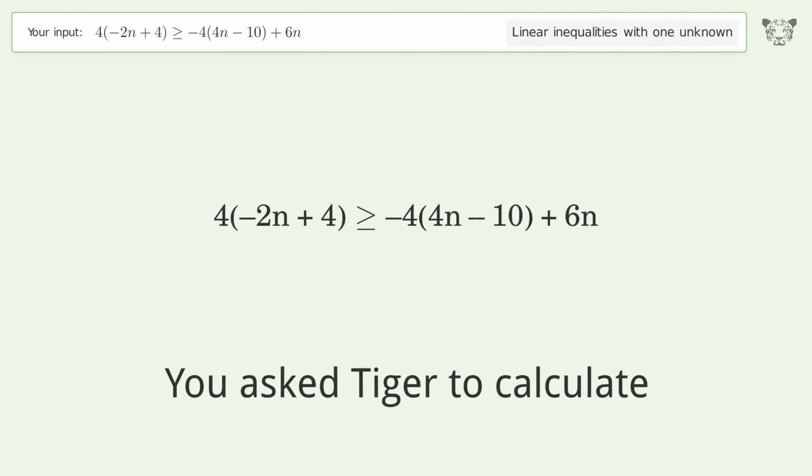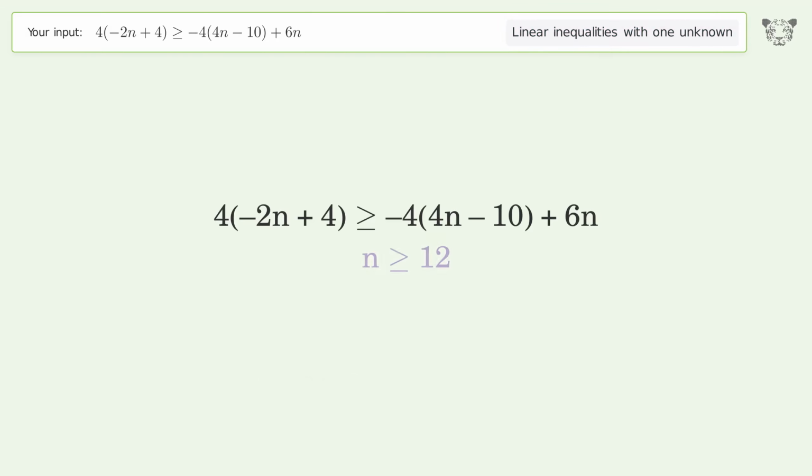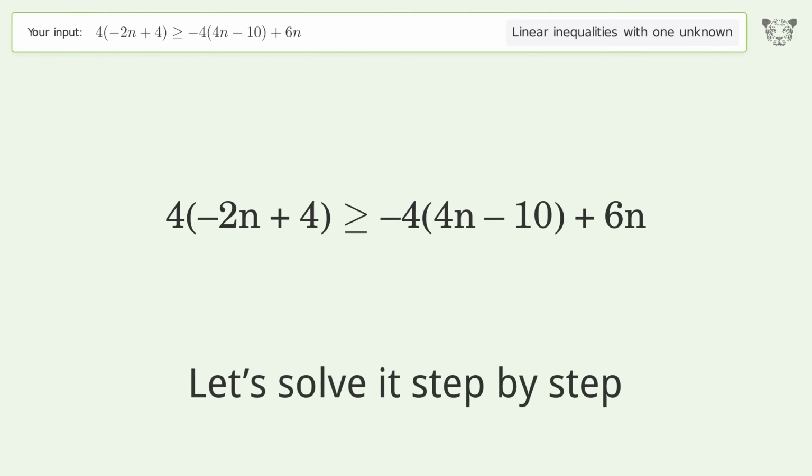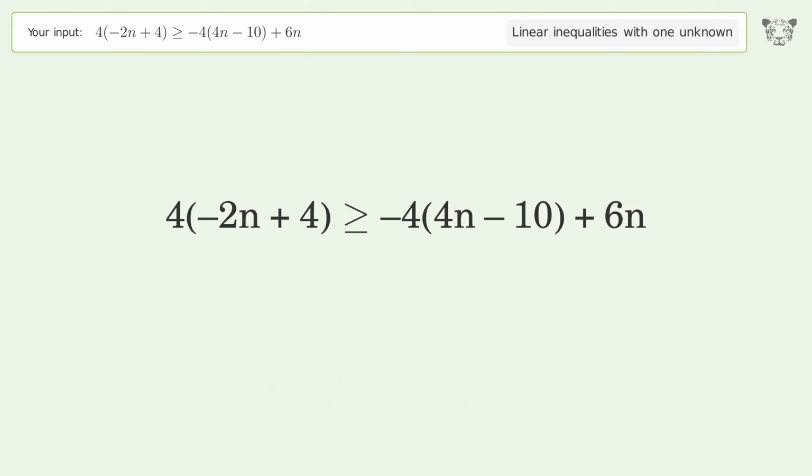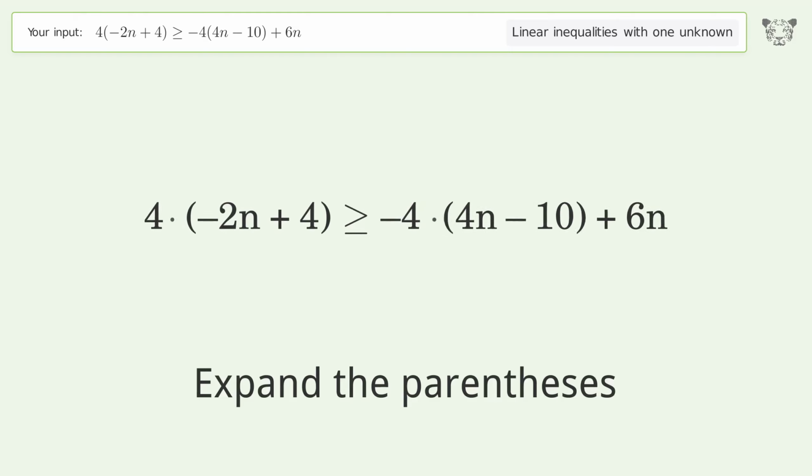You ask Tiger to calculate. This deals with linear inequalities with one unknown. The final result is n equal or greater than 12. Let's solve it step by step. Simplify the expression. Expand the parentheses.